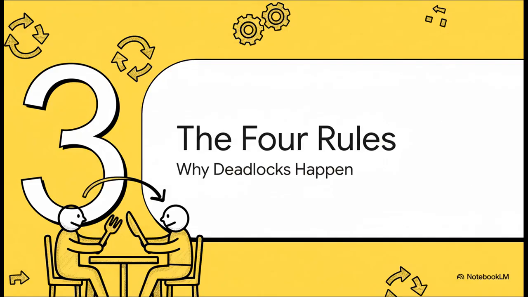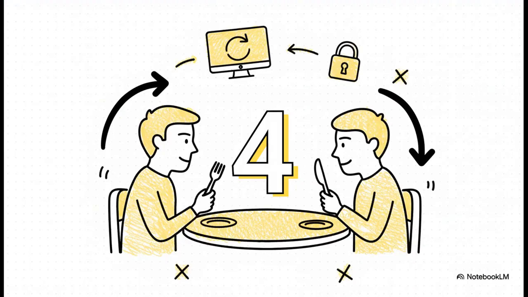So why does this even happen? Well, it turns out deadlocks aren't just random bad luck. They only happen when 4 very specific conditions are met at the exact same time. It's like a recipe, and if you leave out even one ingredient, the whole thing falls apart. And that magic number is 4. 4 conditions have to be true for a deadlock to happen. So what are they? Let's break them down.